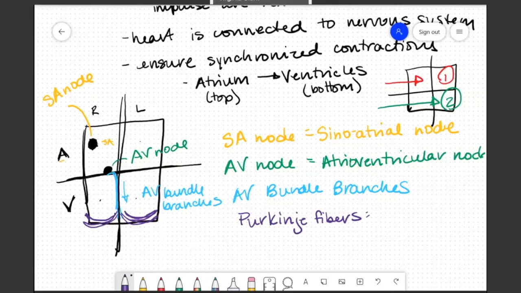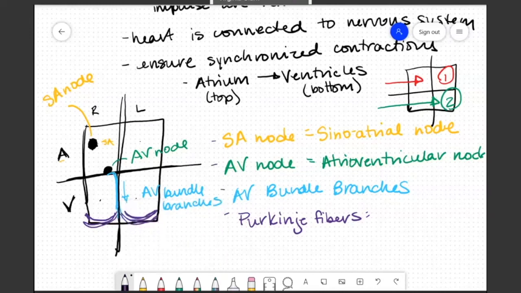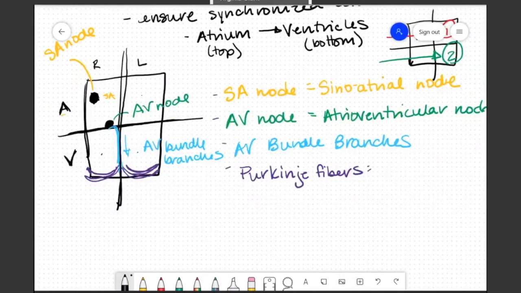So the way this process works, it is a 4-step process. It is SA node to AV node to AV bundle branches to Purkinje fibers. It's a really cool process. Your SA node is super, super important because your SA node is called your pacemaker.